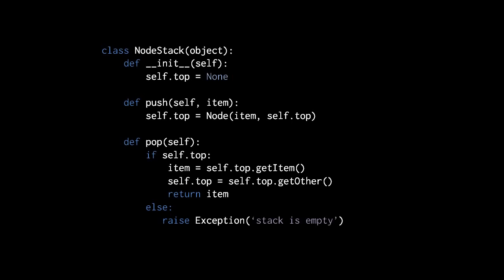And first we're checking to see if there is a self.top node, and if there isn't, then we're going to raise an exception saying, hey, you can't pop because the stack is already empty. Otherwise, we simply take the top node and retrieve its value with getItem and return that, but before returning, we need to remove the top node from the stack by simply reassigning self.top to the node which the old top pointed to. So we invoke self.top.getOther to get that node.